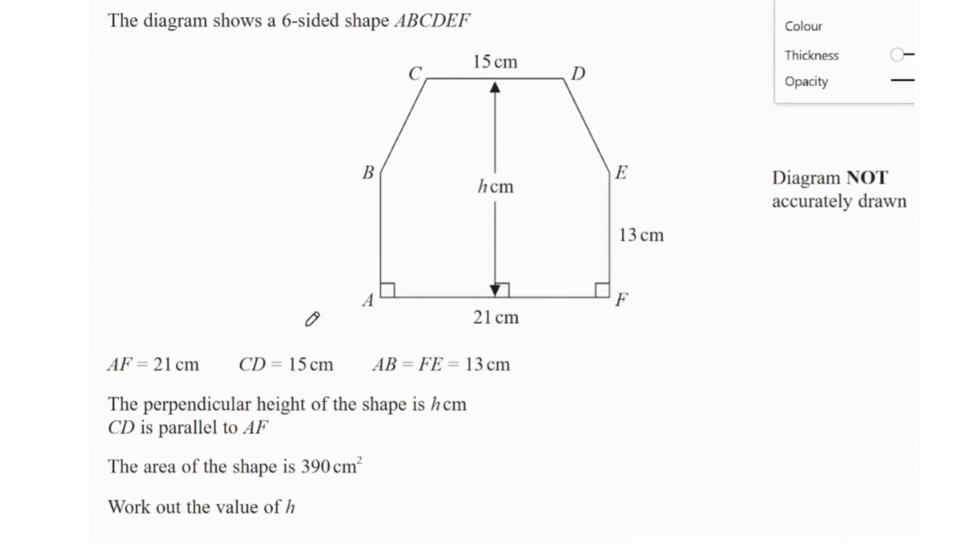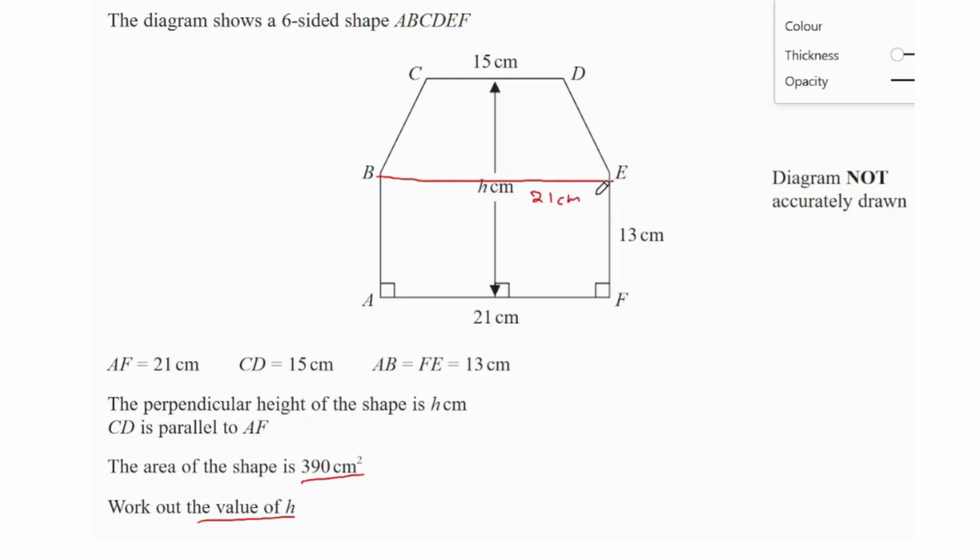Number 7 says the diagram shows a six-sided shape A, B, C, D, E, F. AF is 21, CD is 15, and AB and EF are equal to 13. The perpendicular height of the shape is h centimeters. CD is parallel to AF. The area of the shape is 390 centimeters squared. What is the value of this height? If you split this shape and draw this line, this length will be 21 as well.